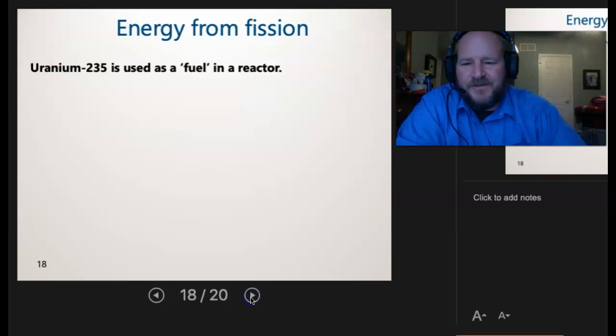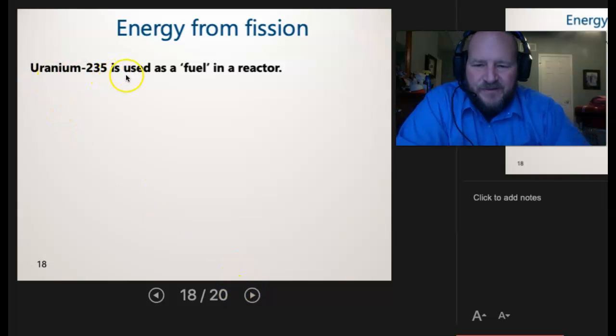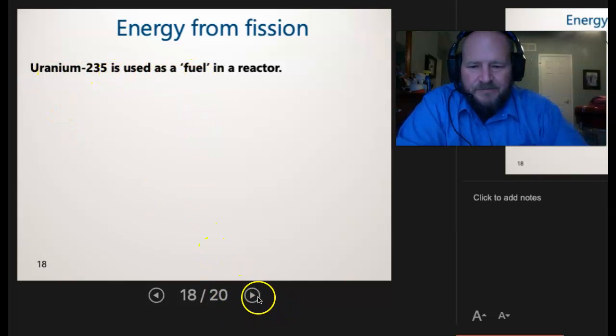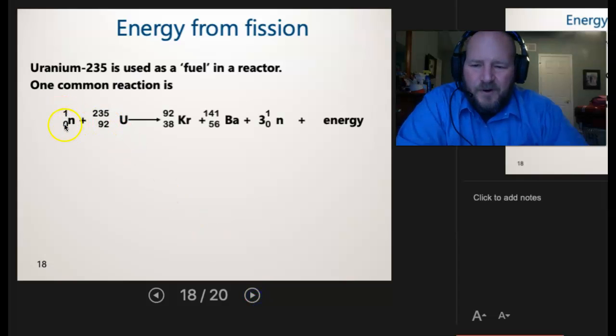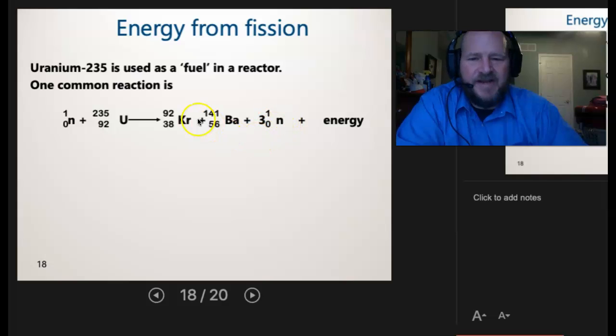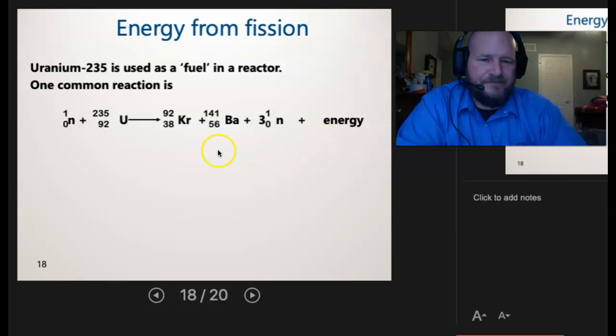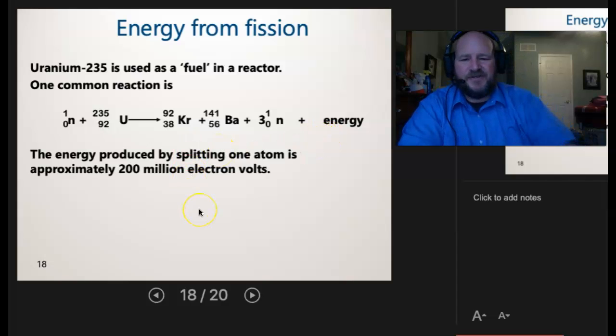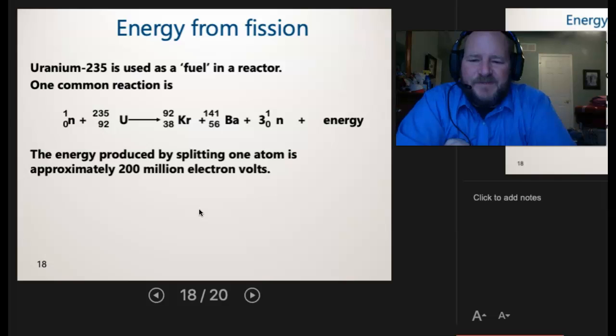Okay, so energy from fission then, we take something like uranium-235, we'll use that as the fuel in our reactor. We'll bombard it with one neutron. It'll break apart into krypton and barium, and then produce three more neutrons plus a whole bunch of energy. Those three neutrons would then be used in the same reaction with more uranium, produce more krypton and more barium, giving us more energy. Now, the energy produced by splitting just one atom is approximately 200 million electron volts.